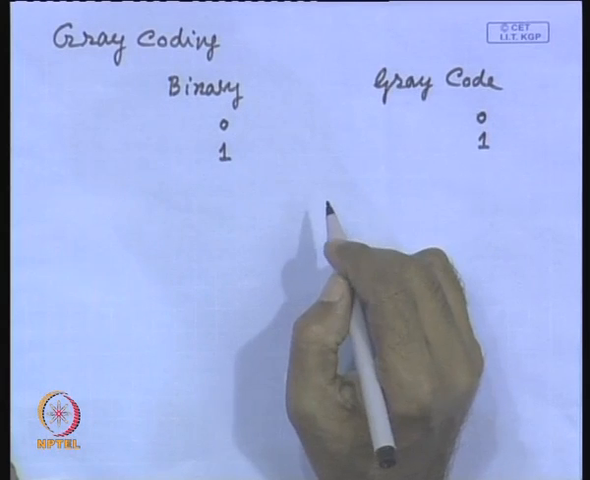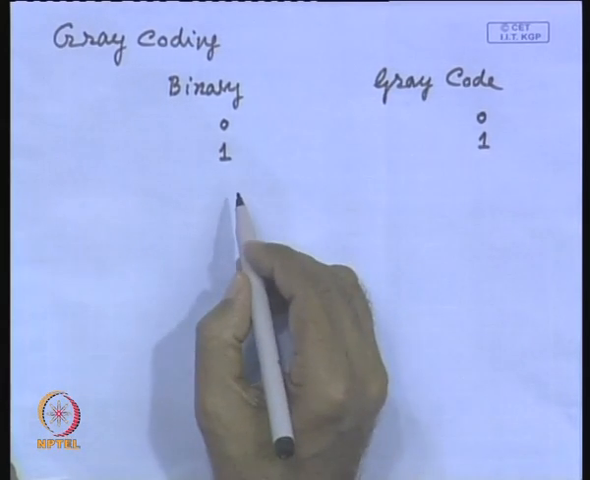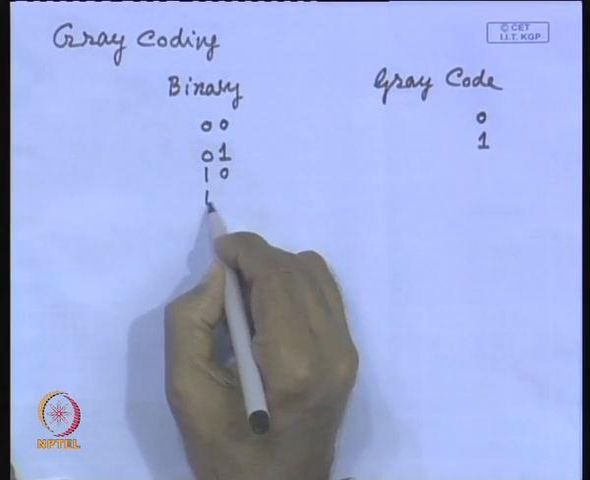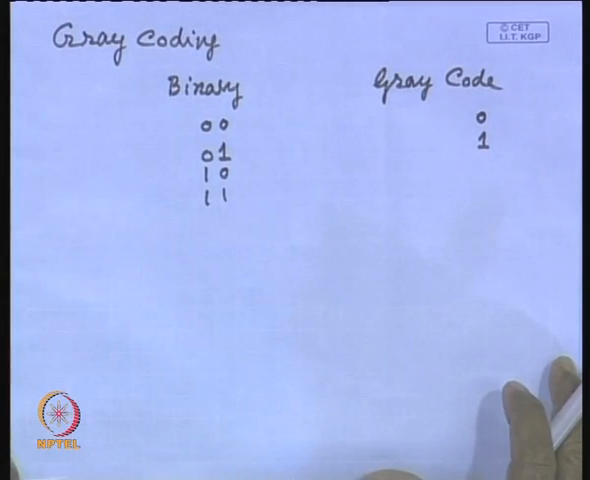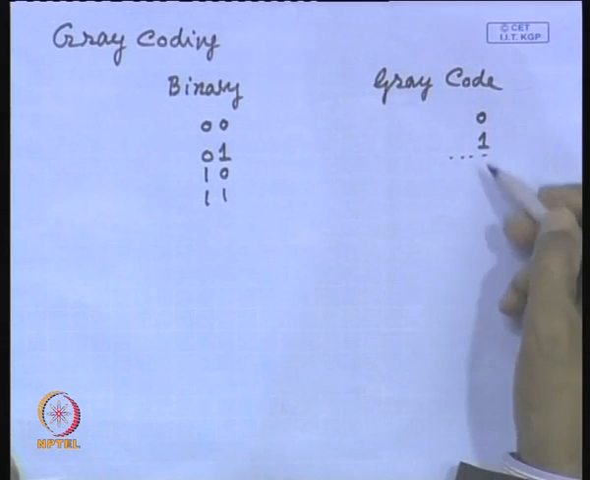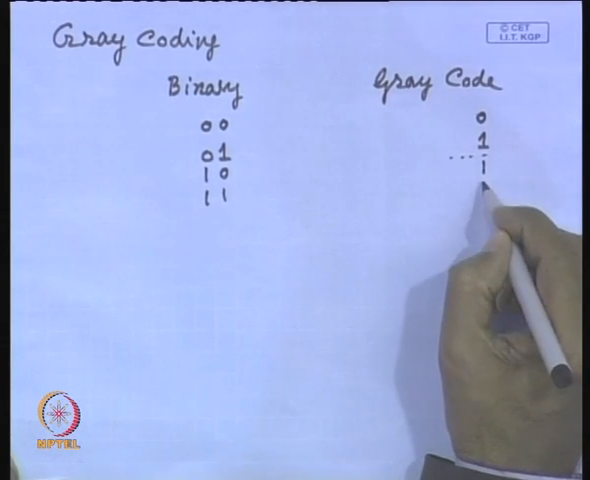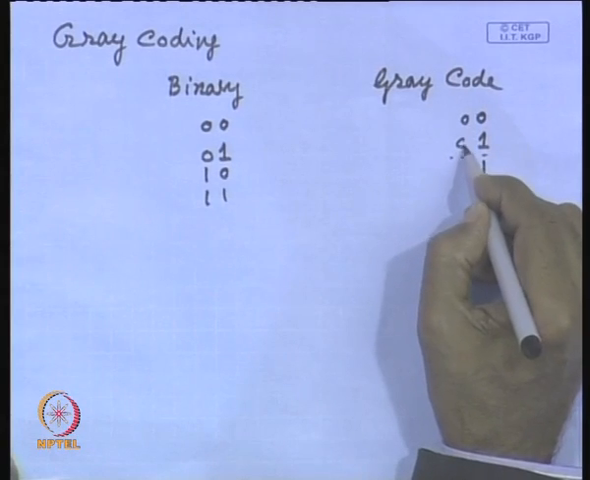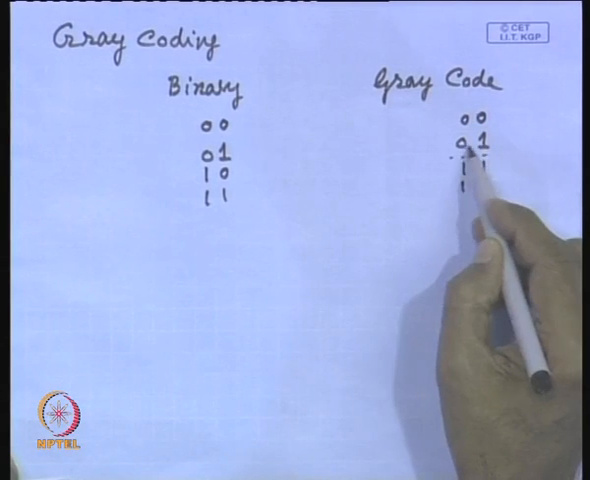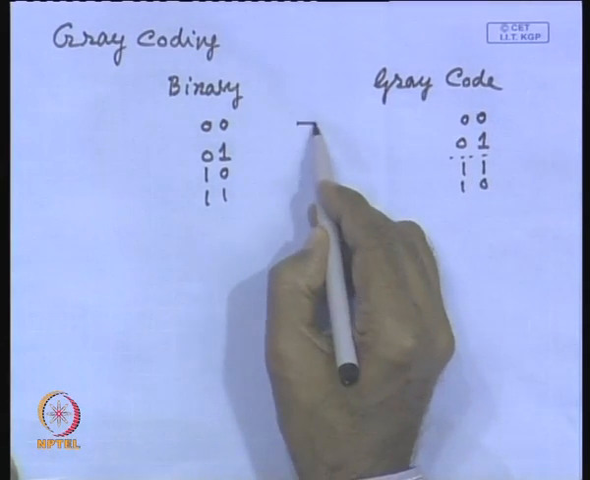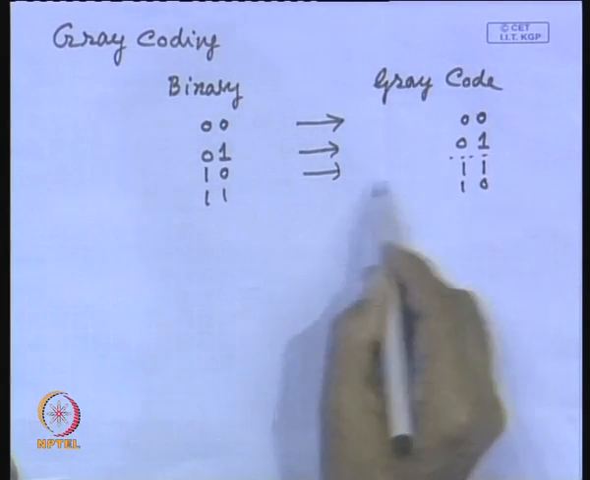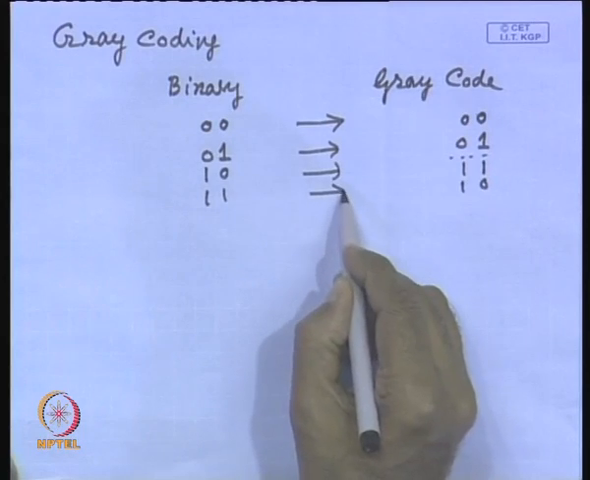Now, whenever we go to 2 bits, you have 4 possible alternatives: 0 0, 0 1, 1 0 and 1 1. These are the binary codes using 2 bits. What will be the gray code? In case of gray code, you have to take a mirror image. That means these bits will be 1 0 and the most significant bits will be the same. So the code will be 0 0, 0 1, 1 1, 1 0. That means 0 0 maps to 0 0, 0 1 maps to 0 1, 1 0 maps to 1 1 and 1 1 maps to 1 0.